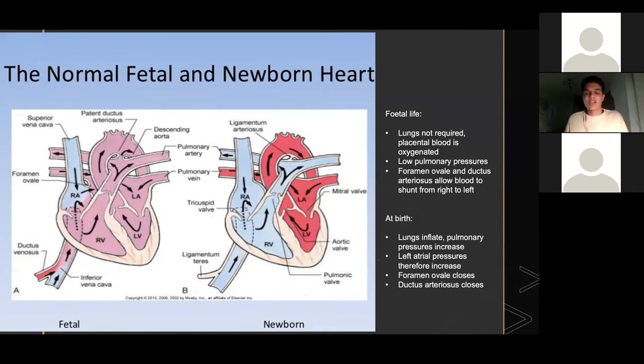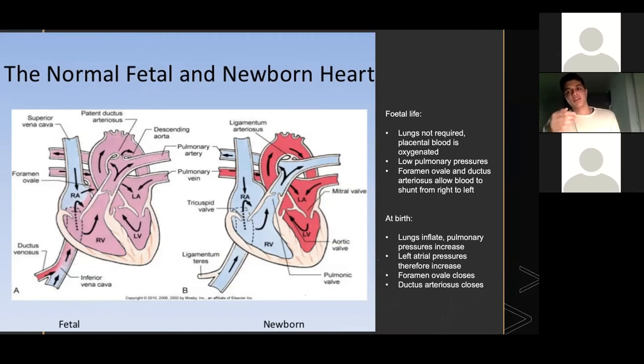So you're essentially bypassing the pulmonary circulation because you don't need it there. You need blood in your heart and your brain and your kidneys in fetal life because that's what's developing more. Your lungs don't need to develop until you are close to birth, if not beyond that. Okay, so that's fetal circulation.